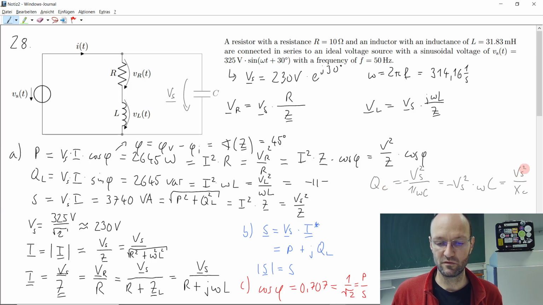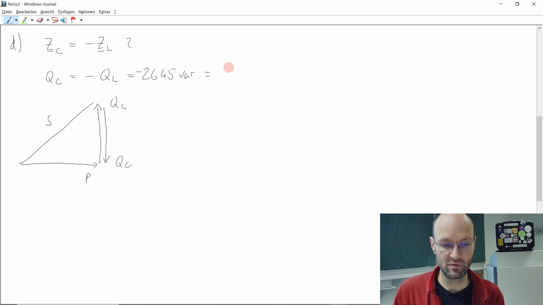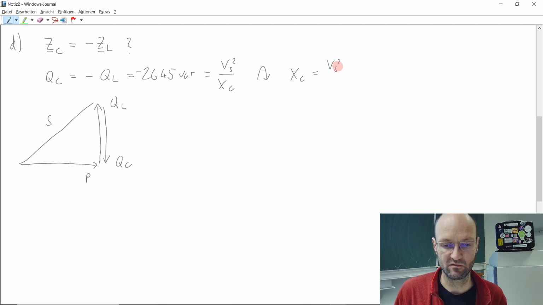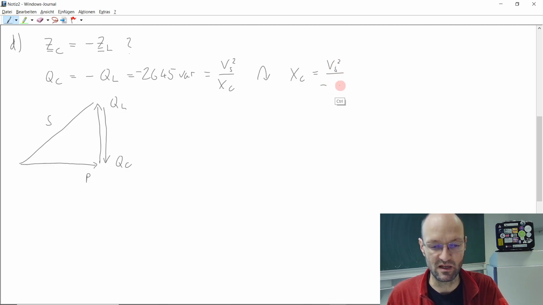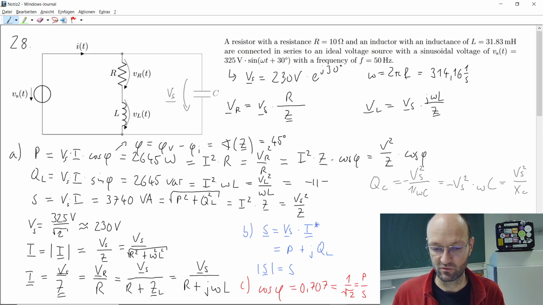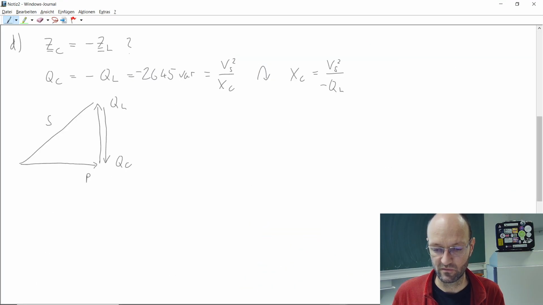Qc is Vs divided by Xc. And I go back to my second page and say, okay, this is Vs squared divided by Xc. Then we can rearrange this equation and say, okay, Xc is the same as Vs squared divided by minus QL. Let's write it like this. And this is what I can use in Octave. I just want to check. Yeah, I have the square there everywhere.